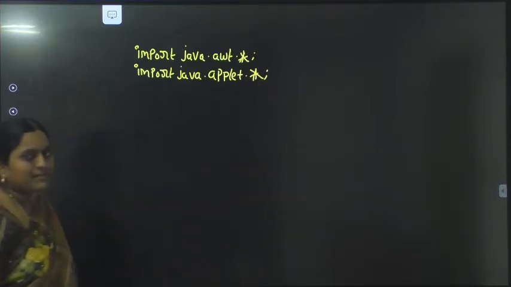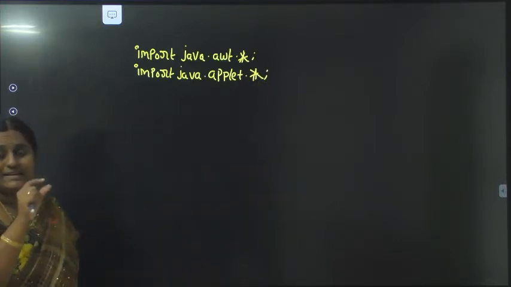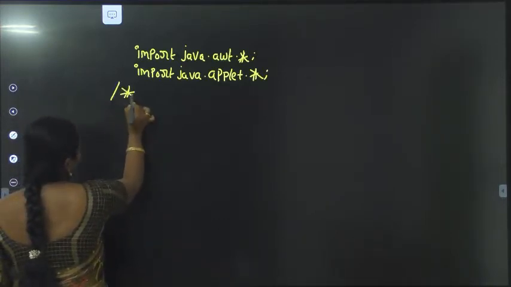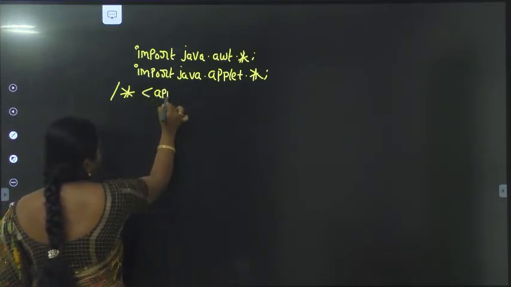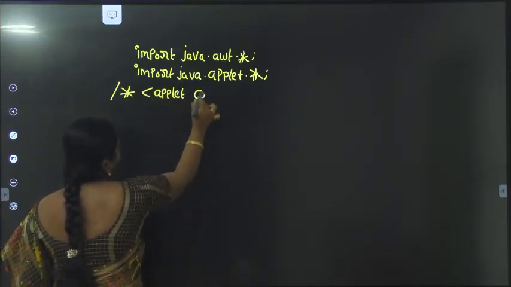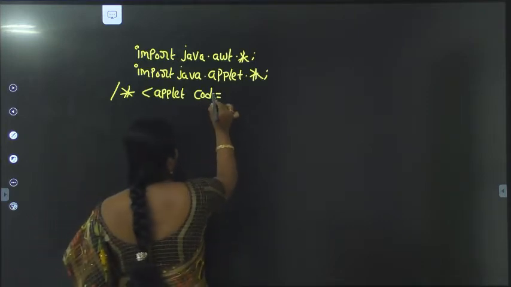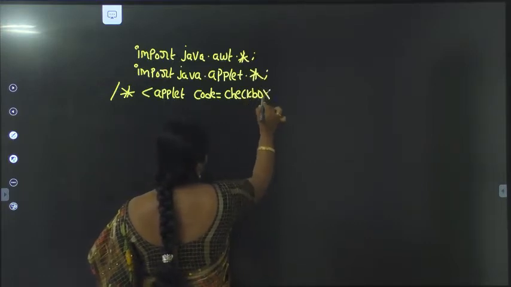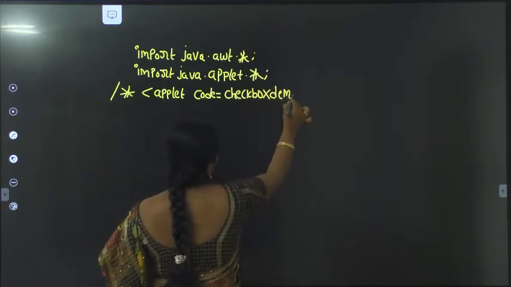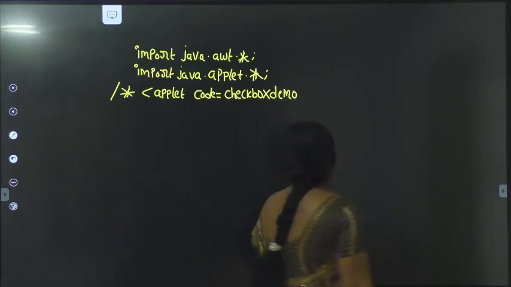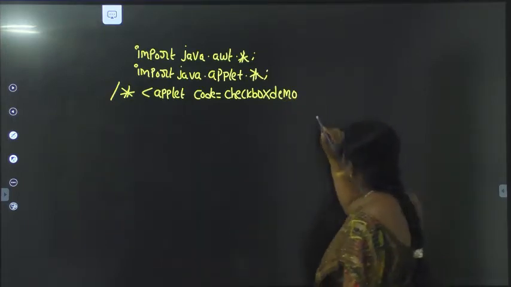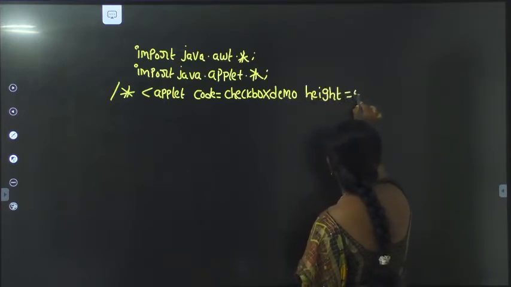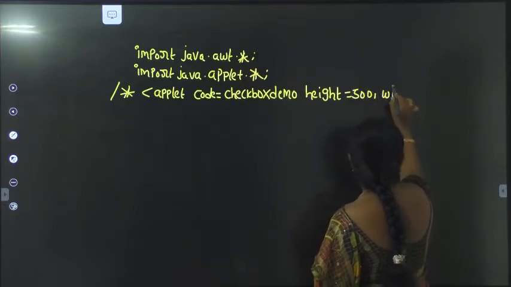Next, we have to write the applet code. The applet code is mentioned within comment lines. So we write applet code equal to CheckboxDemo. The applet tag has two attributes, height and width. We have to set the applet window height and width: height equal to 500 and width equal to 500.